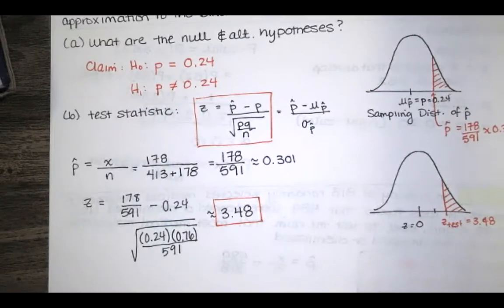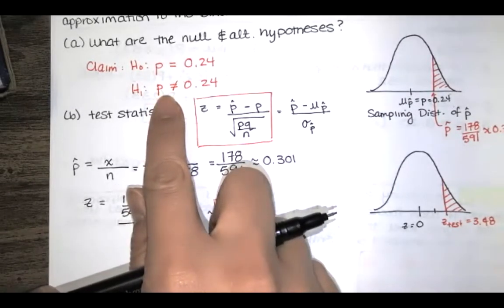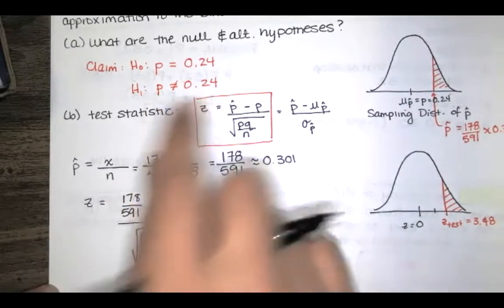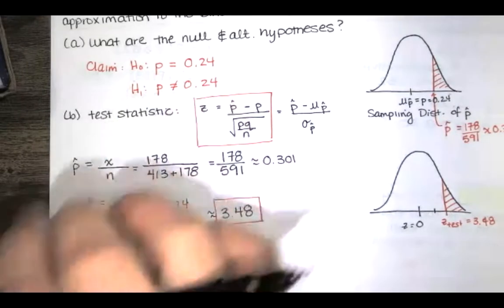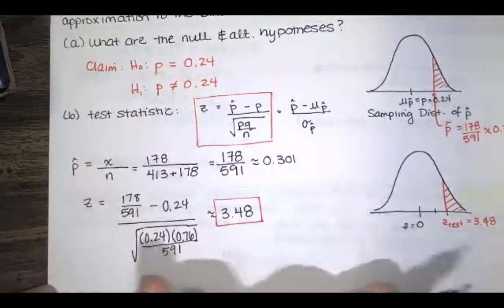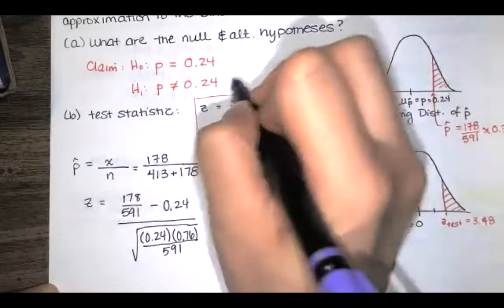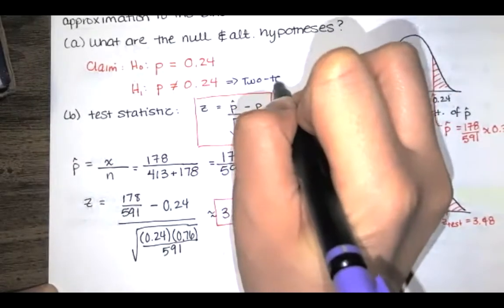So I go to my alternative hypothesis. I see that it says not equal. So we don't care if our proportion is too high or too low. If it's not equal to 0.24, if we have evidence that suggests it's not equal to 0.24, we want to throw out the null hypothesis. Since this is a not equal to sign, this means, since we don't care if we're too high or too low, that we're going to do a two-tailed test.